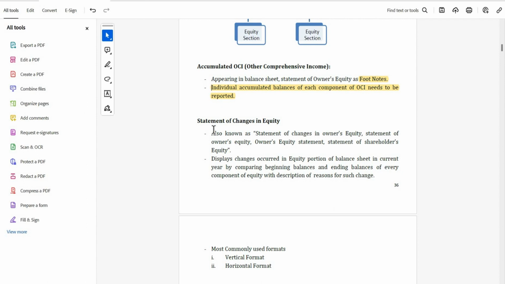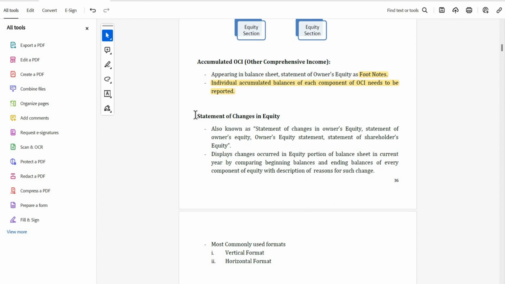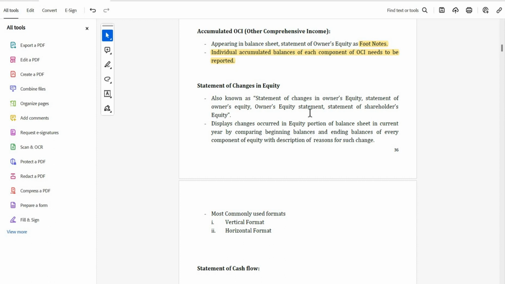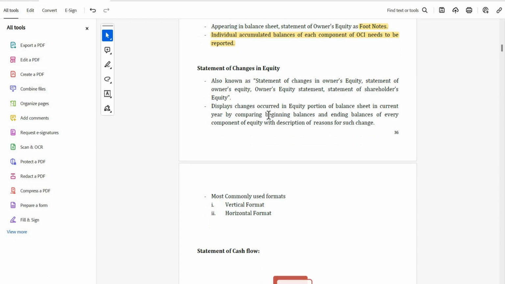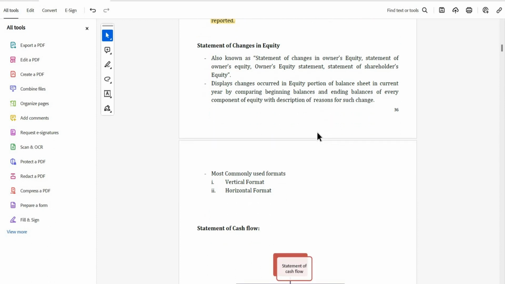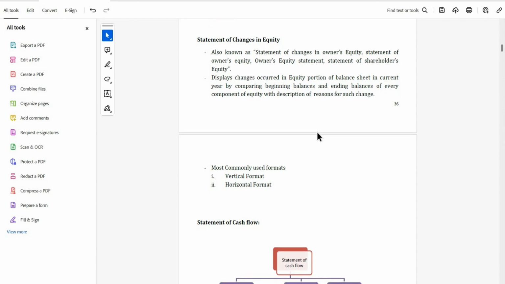Statement of changes in equity. This statement of changes in equity is also known as statement of changes in owner's equity, or statement of owner's equity, or owner's equity statement, or statement of shareholders' equity. So this can be said in many ways. It displays changes that occurred in the equity portion of the balance sheet in the current year by comparing beginning balances and ending balances of every component of equity with a description of reasons for such changes.